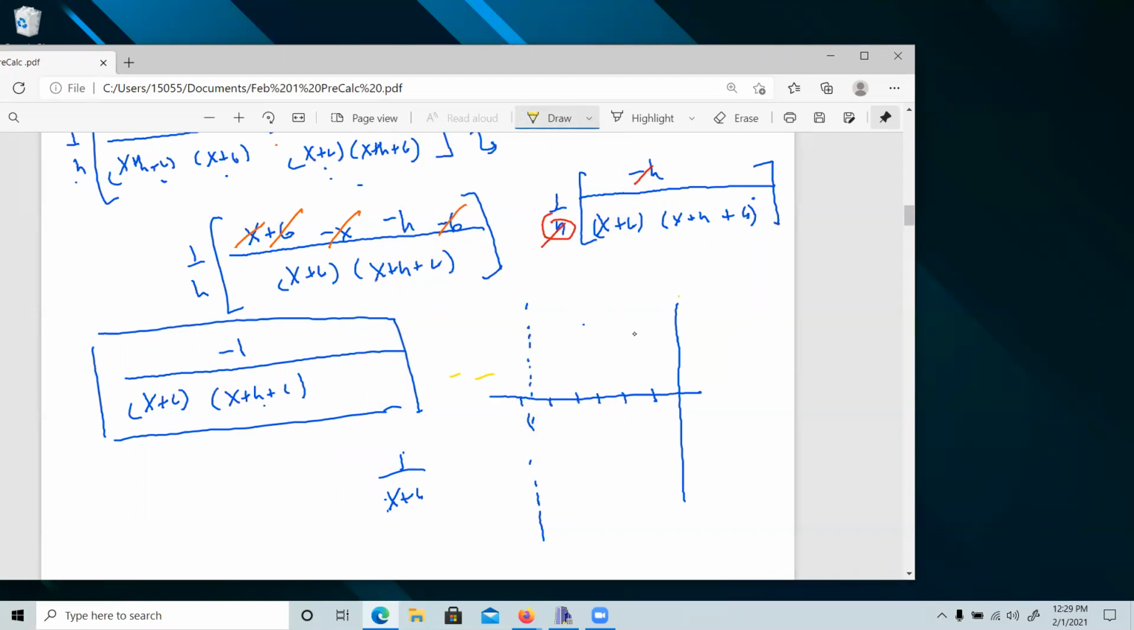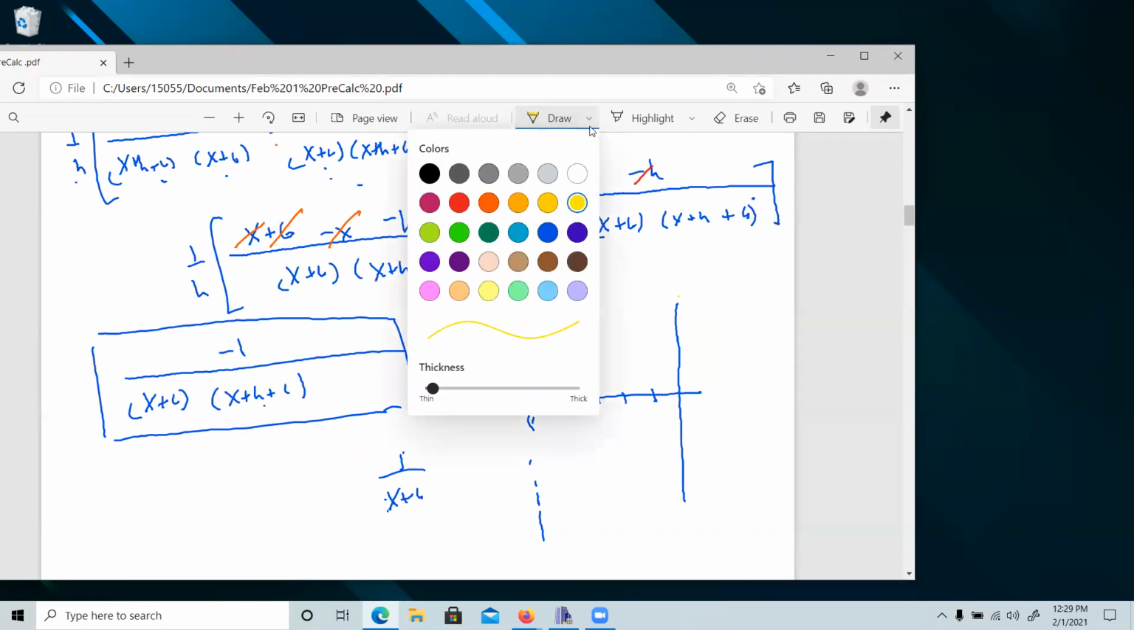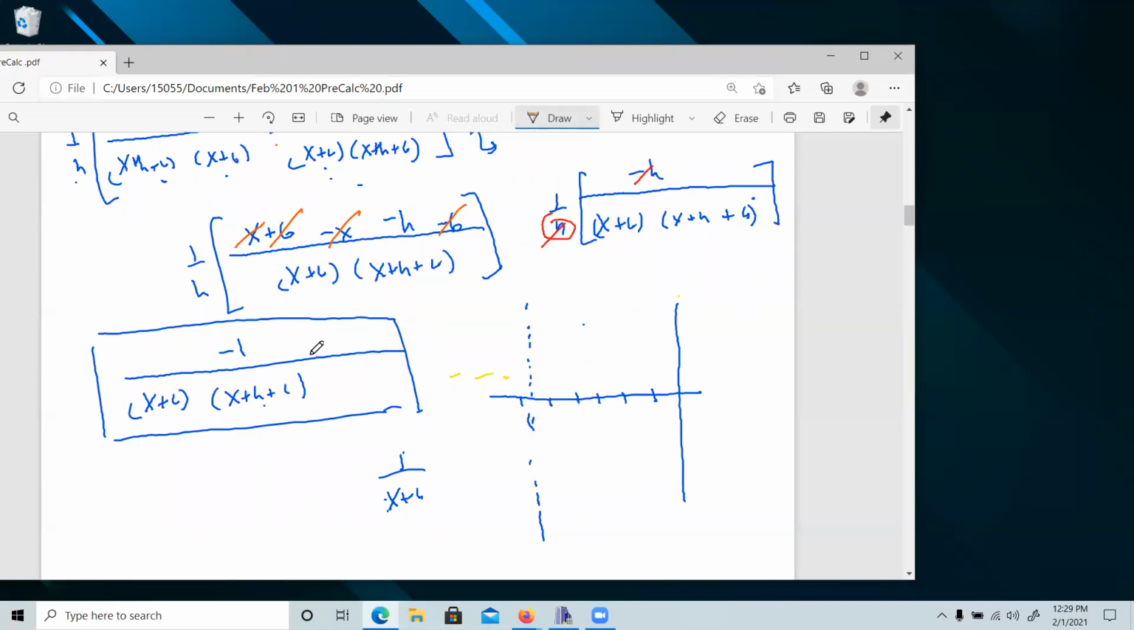Oh no, does this show up? No. Let's go with brown. Go with that brown.